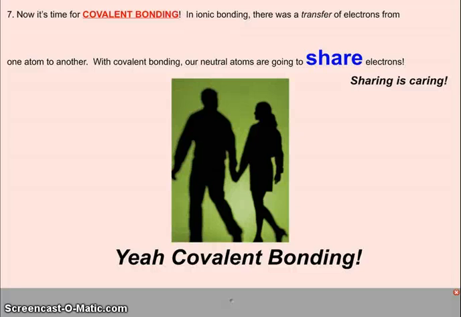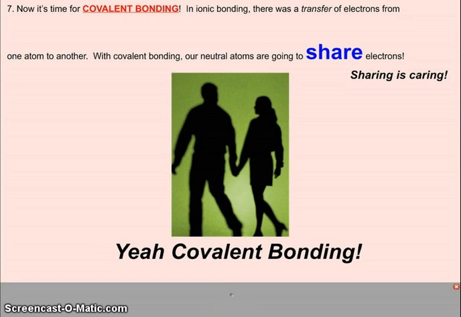Alright, so now it's time to talk about covalent bonding, which is different than ionic bonding. In ionic bonding, we saw a transfer of electrons from one atom to another. Covalent bonding, we're going to share electrons. Specifically, we're going to share those valence electrons, hence the term covalent bonding, the sharing of valence electrons.